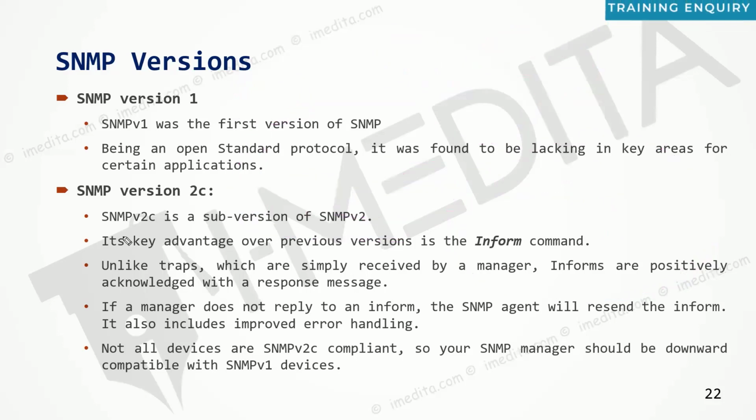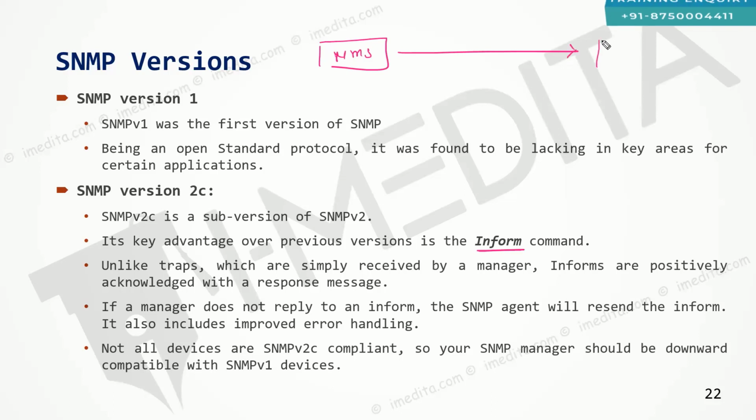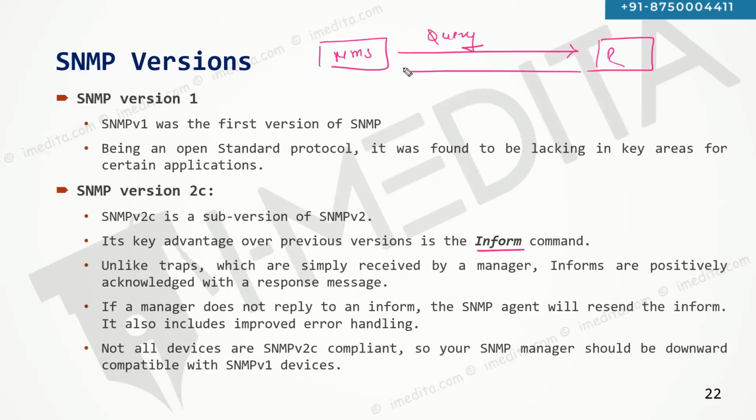In SNMP version 2, there is actually a new message referred to as the inform message. When the network management station, the NMS, sends a query, like I want to get this information, the router is going to respond with SNMP trap messages. These trap messages are just delivered to the network management station. These trap messages have no acknowledgement mechanism. They are just sent to the NMS. Whether the NMS has received that message or not, there is no confirmation.